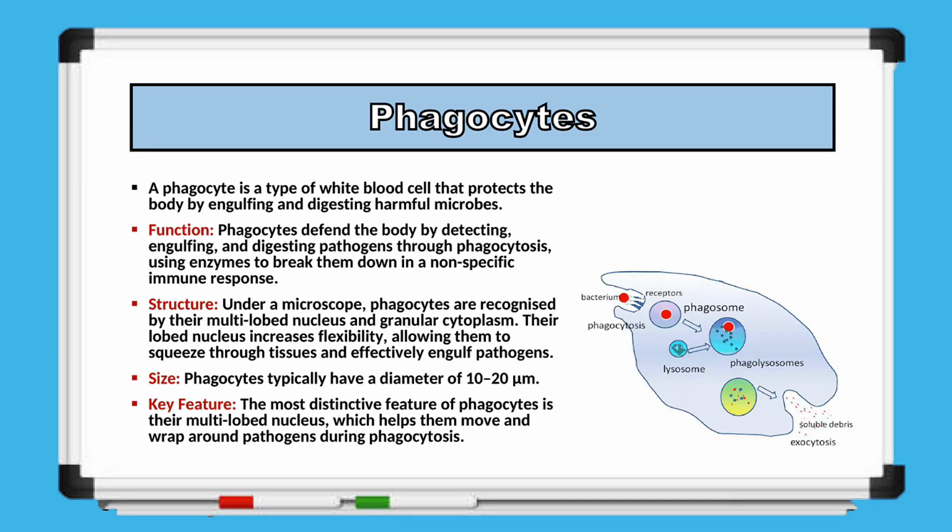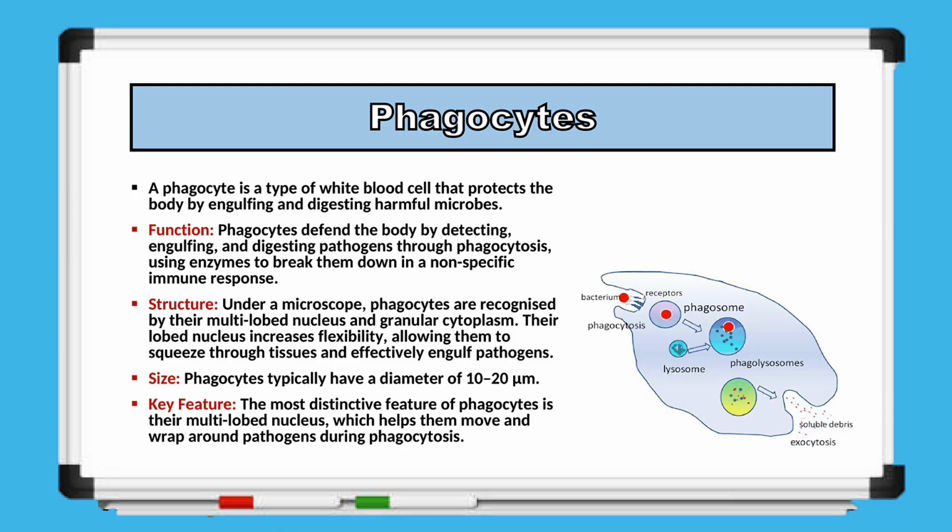Then we have phagocytes. Phagocytes are a type of white blood cell responsible for protecting the body by engulfing and breaking down harmful microbes. Their main role is to detect, ingest, and digest pathogens through a process called phagocytosis. During this process, they use powerful enzymes to break down the invading organisms.